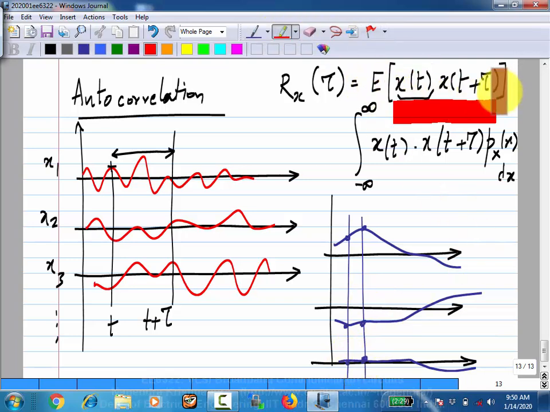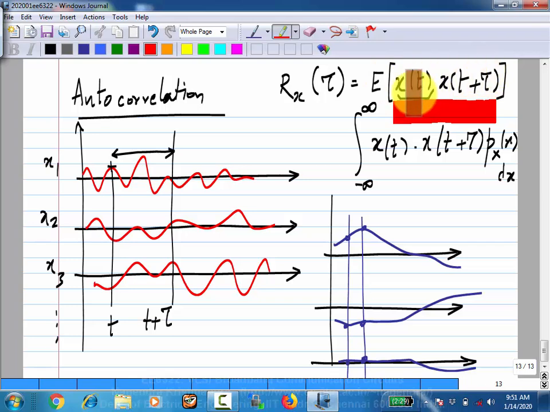Essentially what this expectation does is, let's say over this interval tau, the signal doesn't vary too much. What will happen is these two values will be close to each other. You don't know each of these values, but they will be close to each other. Okay. So that means that, whether it's positive or negative, you will end up with a positive value here, and you will get a large correlation.